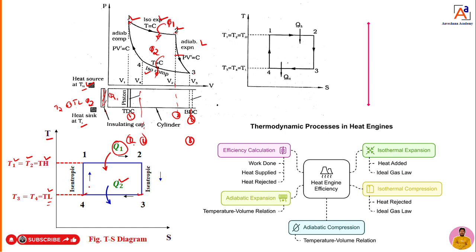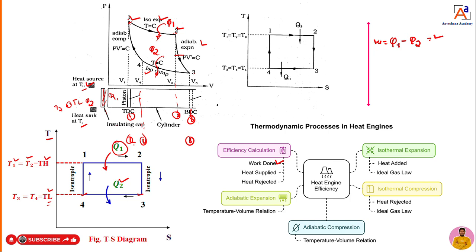So with the help of this Carnot engine working principle, we can calculate the work done. How to calculate the work done, we know. So what is work actually? Work done we can calculate with the help of heat supplied and heat rejected. That means Q1 is heat supplied, Q2 is heat rejection. So Q1 minus Q2 gives us the amount of work done by the engine.